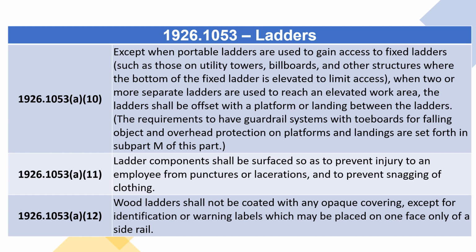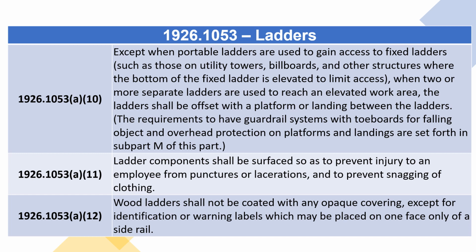1926.1053(a)(10): Except when portable ladders are used to gain access to fixed ladders, such as those on utility towers, billboards, and other structures where the bottom of the fixed ladder is elevated to limit access, when two or more separate ladders are used to reach an elevated work area, the ladders shall be offset with a platform or landing between the ladders. The requirements to have guardrail systems with toe boards for falling object and overhead protection on platforms and landings are set forth in Subpart M of this part.